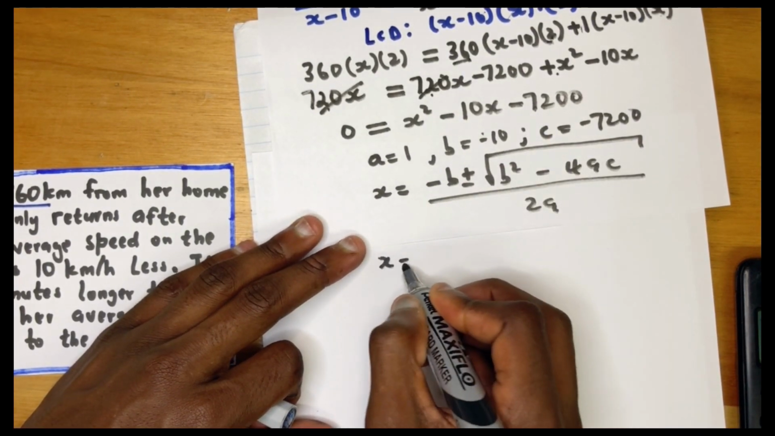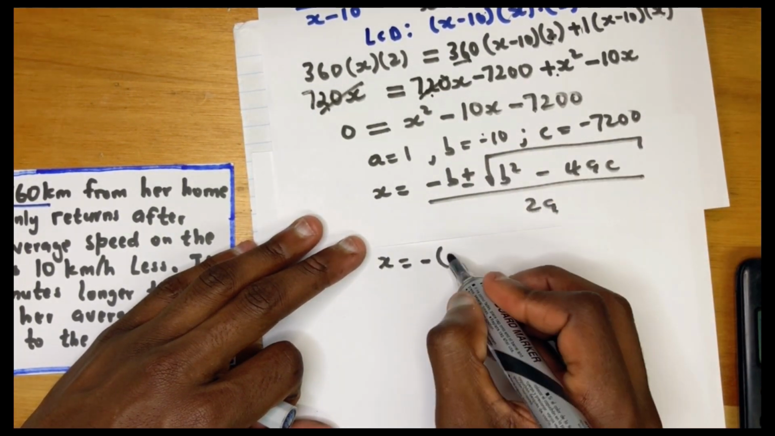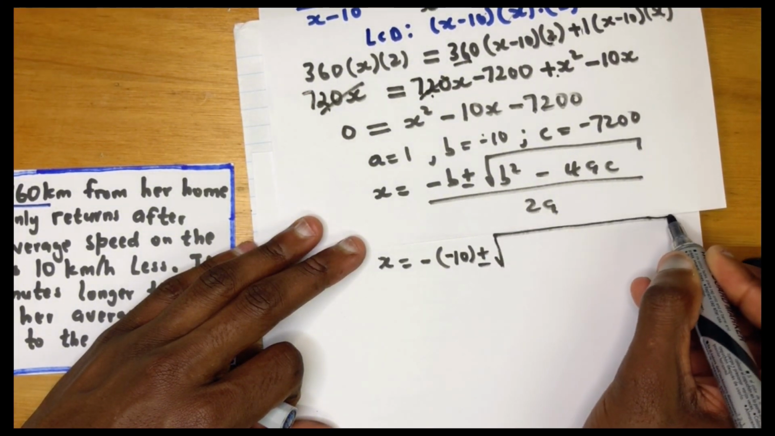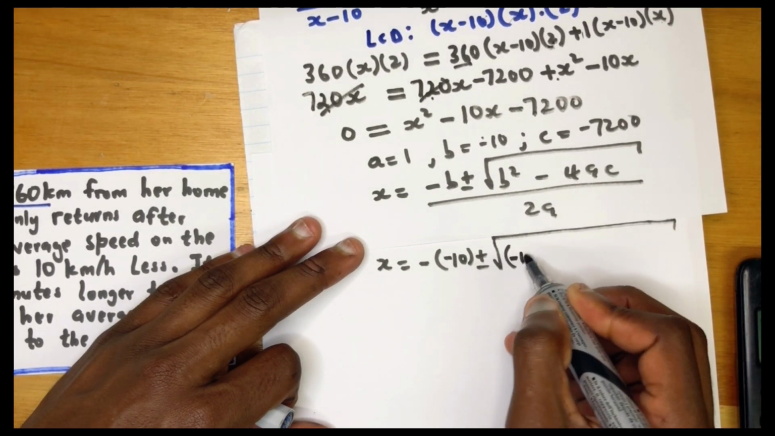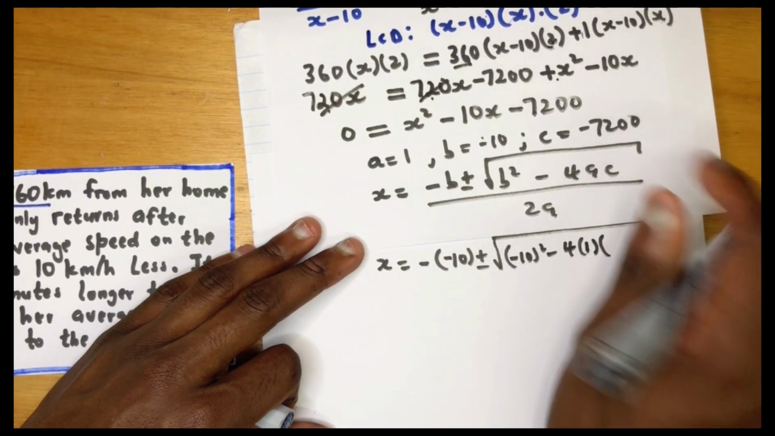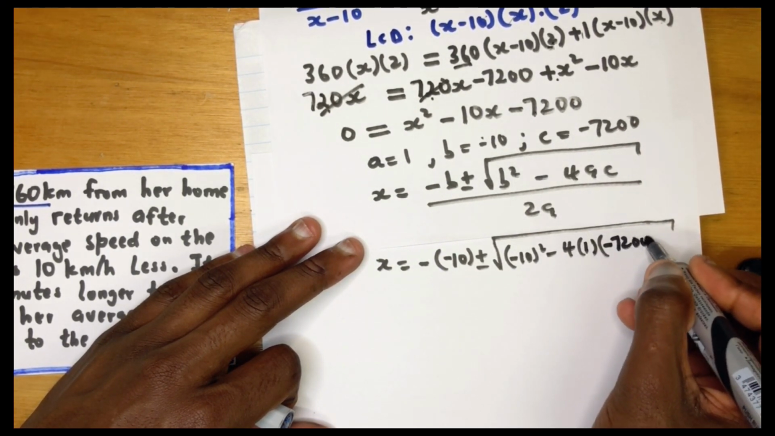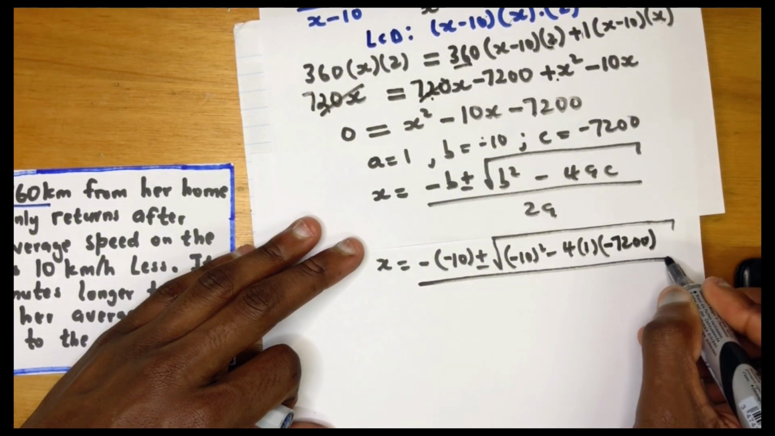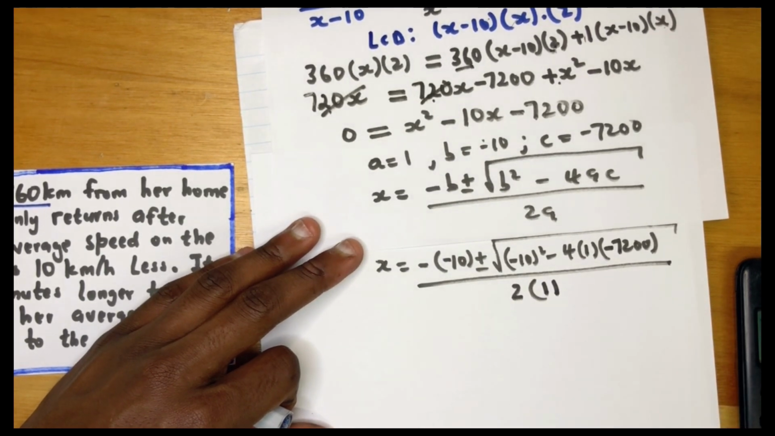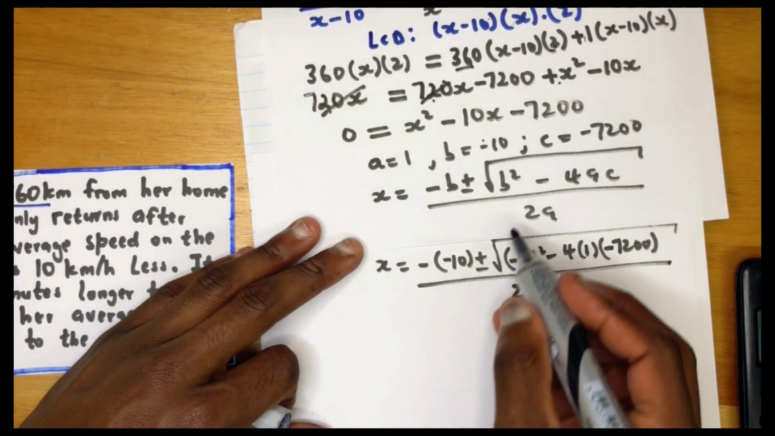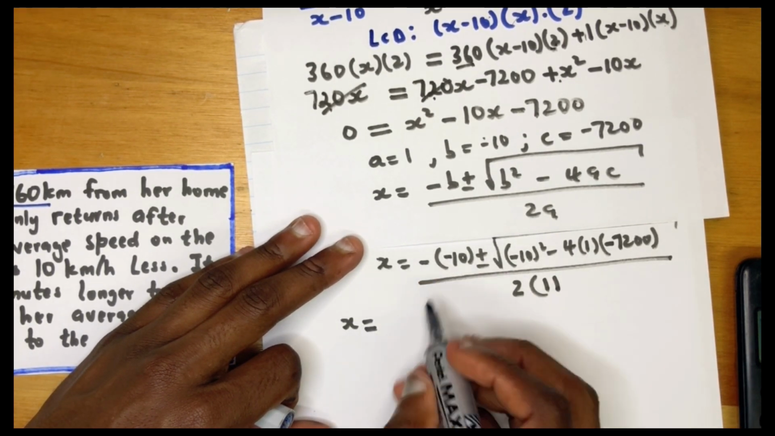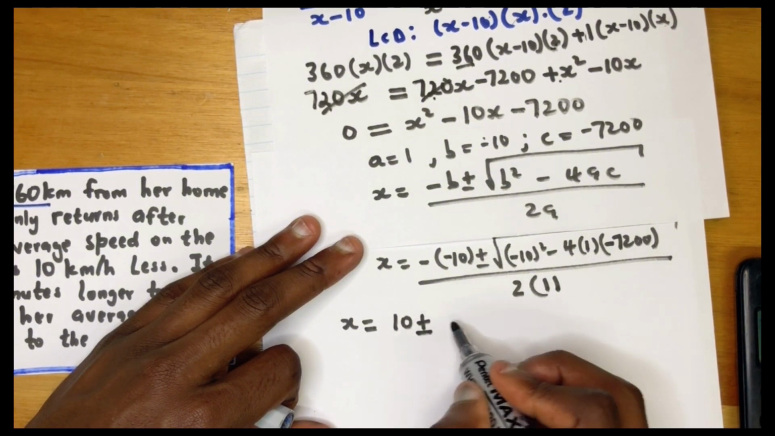So I'm going to say x is equal to negative, then our b is negative 10 plus or minus square root here. So we have our b negative 10 squared minus 4 into 1. Your c is negative 7,200. Then we all divided by 2 into our a, which is 1. So then here we drop again this x, then we have this one, negative and negative, then we get positive plus or minus square root.